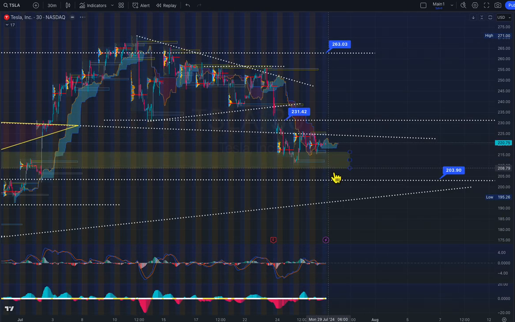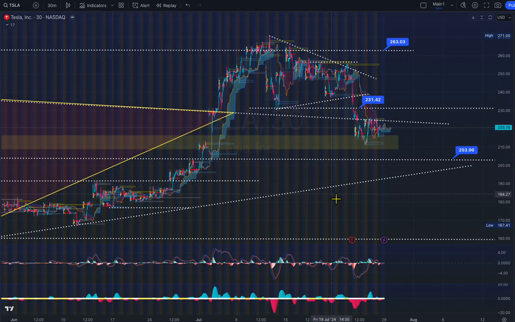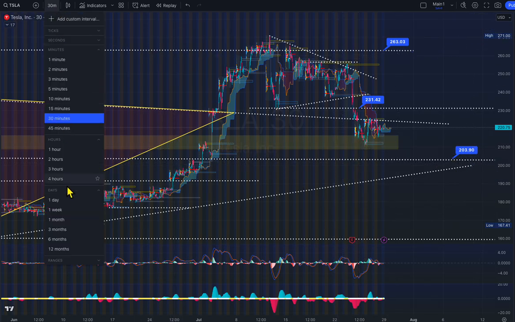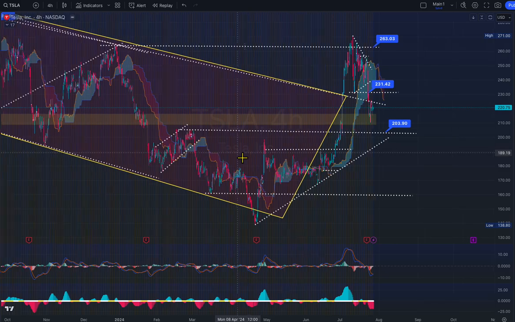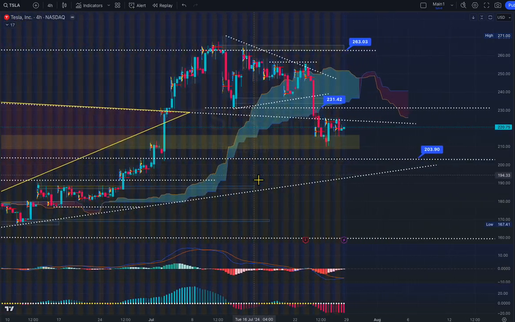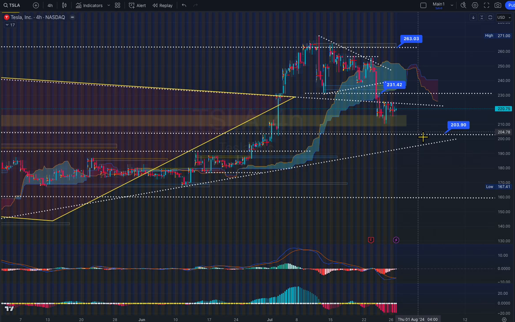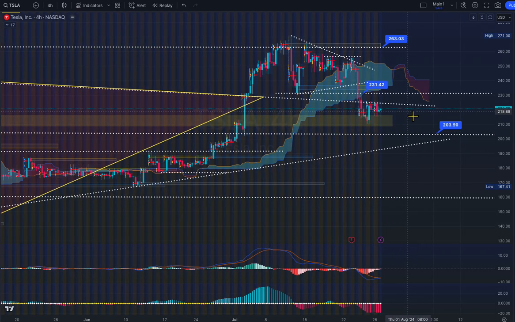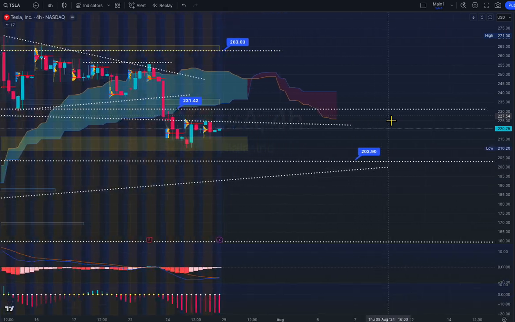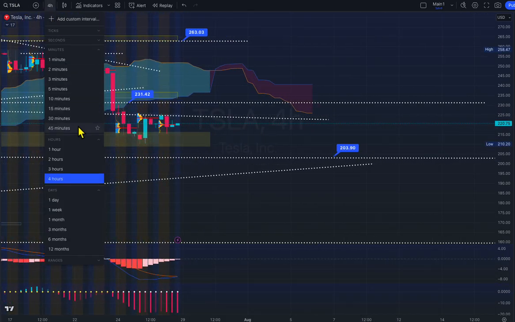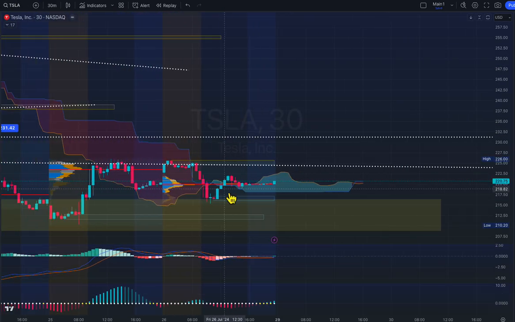Tesla, 30-minute chart. Tesla had a bearish divergence. No, not the bearish divergence, sorry, my bad. 4-hour chart. Tesla is validating. Conditions are bearish. So if you see a little bounce, Tesla needs a little bounce. Looks like this is the 4-hour chart. Sorry, so let me look at the 30 minutes.